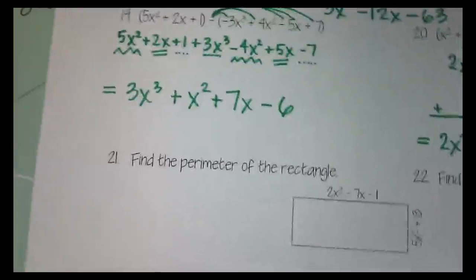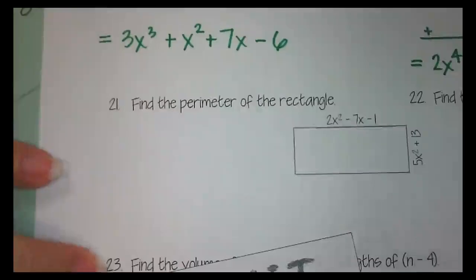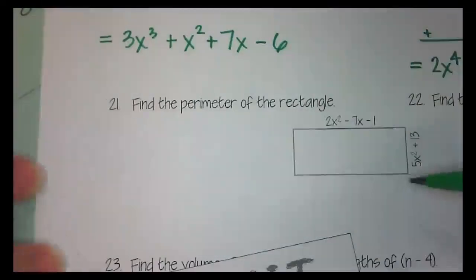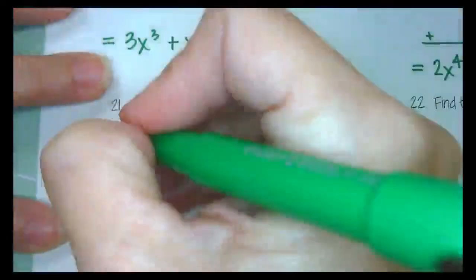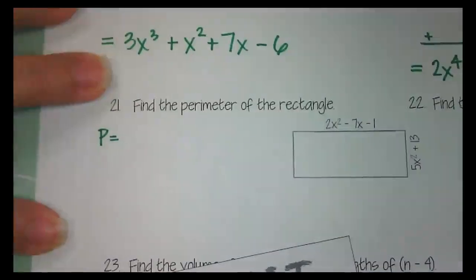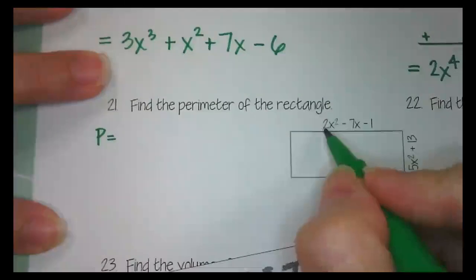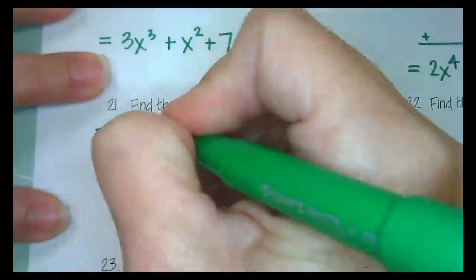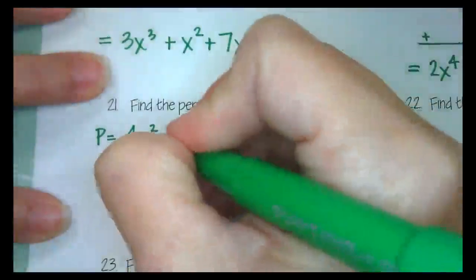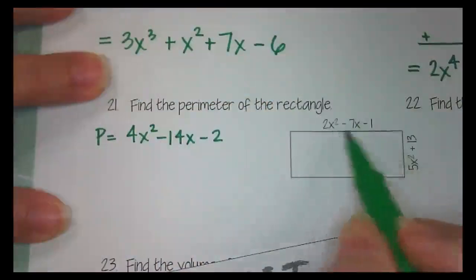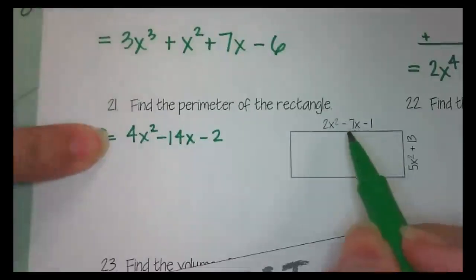All right, number 21, find the perimeter of the rectangle. All right, so this is what I know is perimeter is when I add up all the sides. So if I add up all the sides, I need to keep in mind that I have 2 of these and 2 of these. Okay, so if I have 2 of these, that would be 4x squared minus 14x minus 2. So if I have 2 of these, that's what I would get.